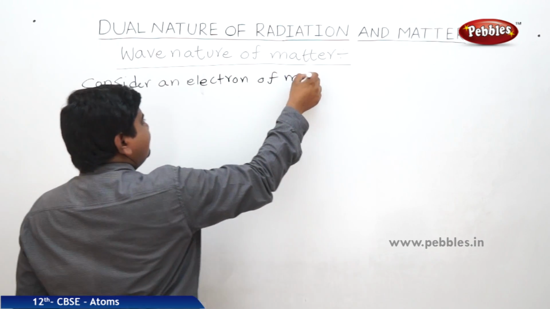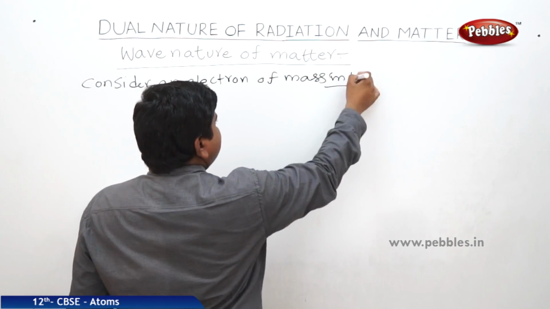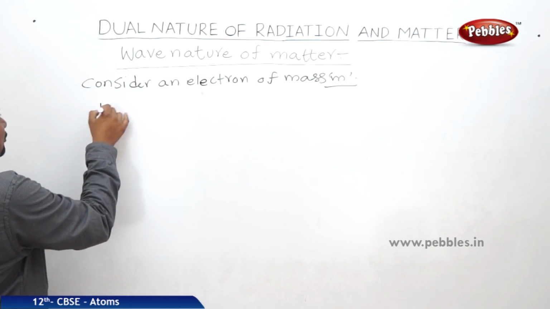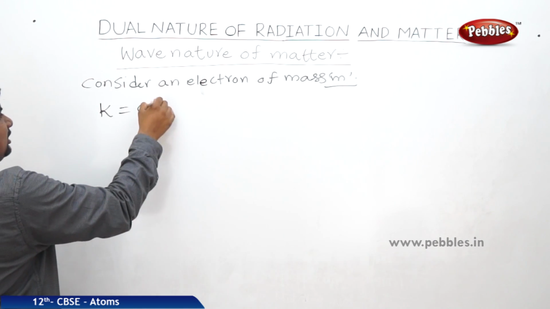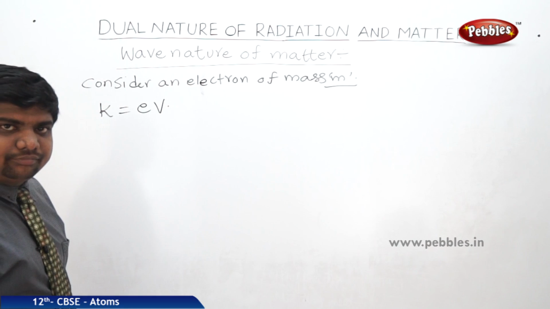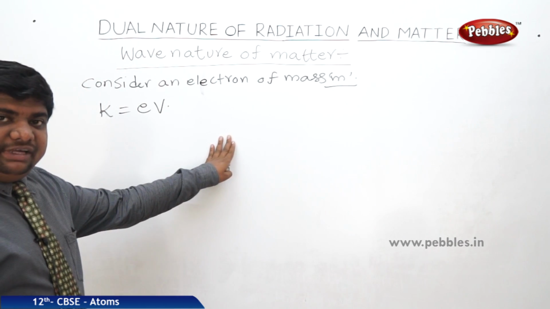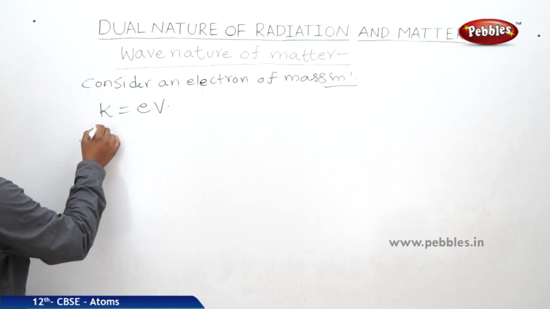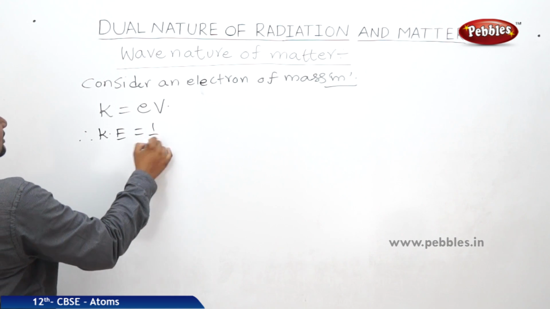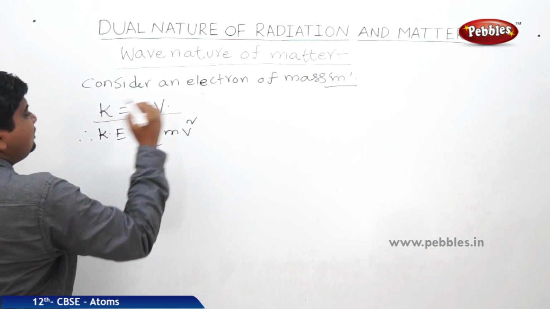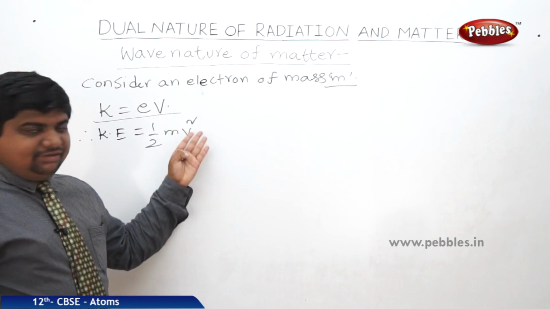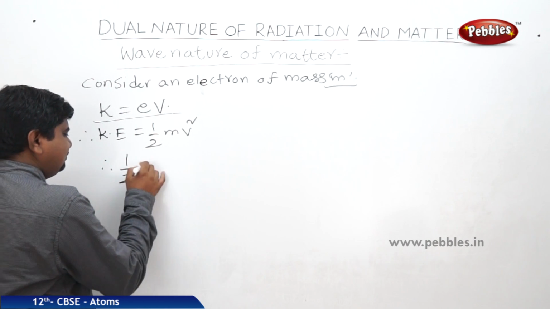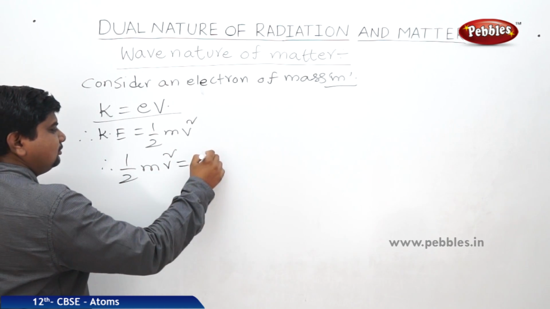Of mass m, which is traveling through a potential of V. Now, what is the energy acquired by this electron? We can write K is equal to eV. If it is traveling through a potential V, the energy acquired is kinetic energy. The original kinetic energy equation is half mv square. The amount of work done to travel through a potential is equal to eV. So, we are equating half mv square is equal to eV.